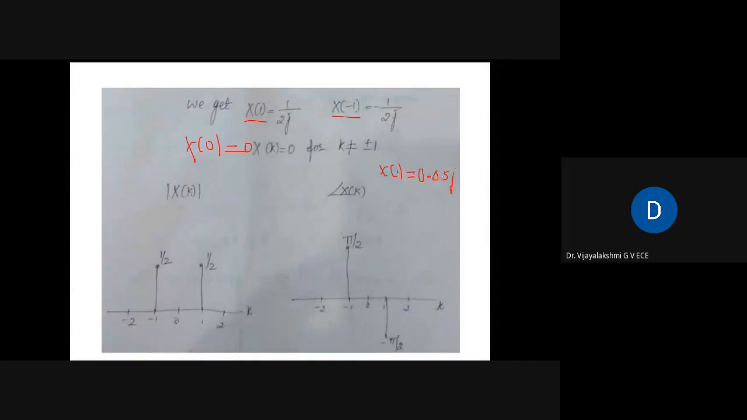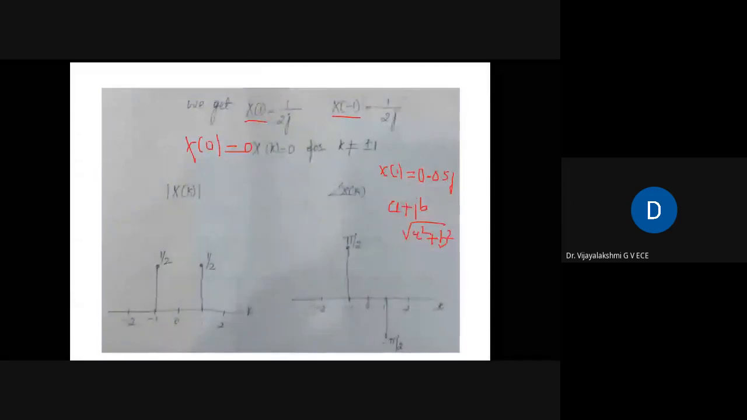Now you know how to compute its magnitude. In the previous class I've shown you, if you have any complex quantity like a plus jb, how do you compute its magnitude? It is just taking root of a squared plus b squared. So similarly for x of 1, you have 0 minus 0.5j. So take root of 0 squared plus 0.5 squared. That is the magnitude. So you'll get half. And what about its phase? Phase is tan inverse of b by a.